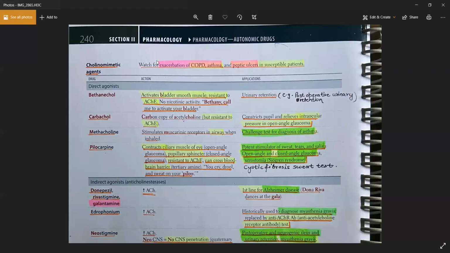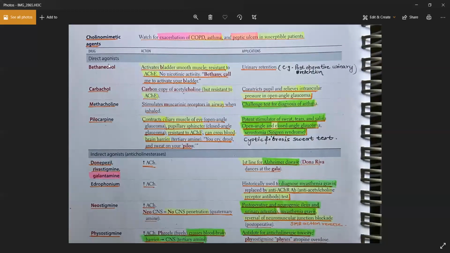That's why the non-selective cholinomimetic agents are always contraindicated in case of COPD or asthma, because they will cause the bronchoconstriction. Similarly, if a patient already has peptic ulcer disease, you always want to avoid these agents because they will cause an increased release of gastric acid, right? So be careful with these patients while giving these drugs.